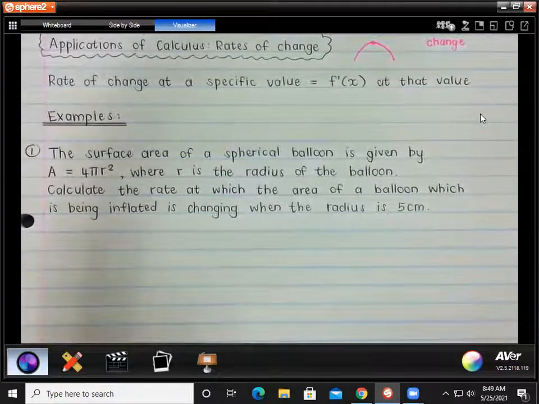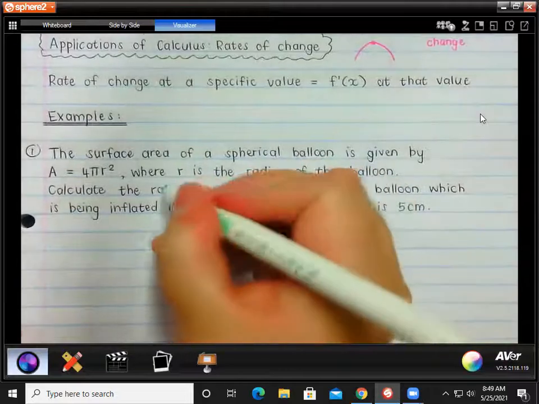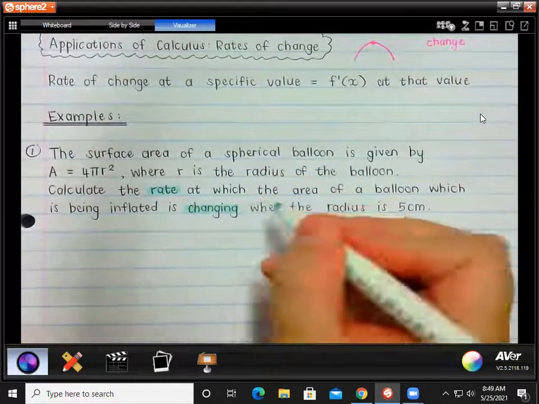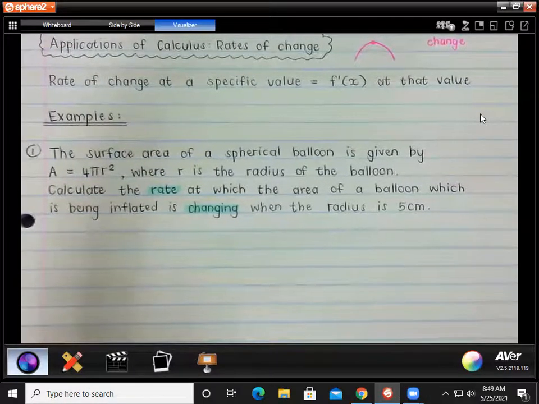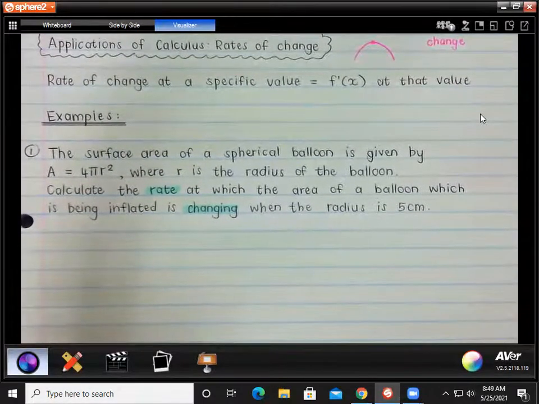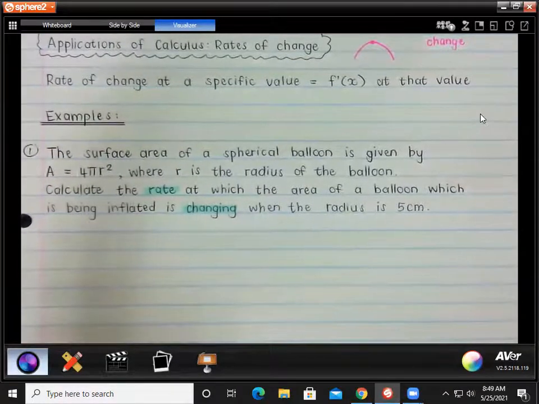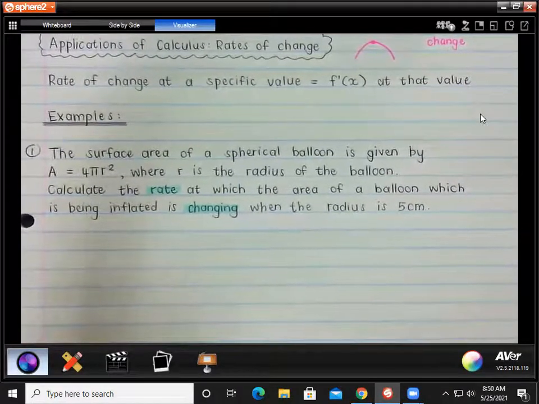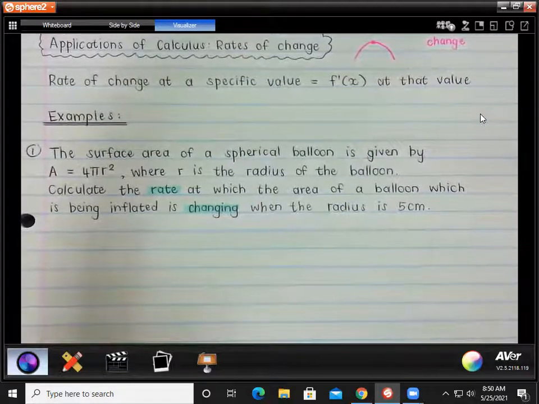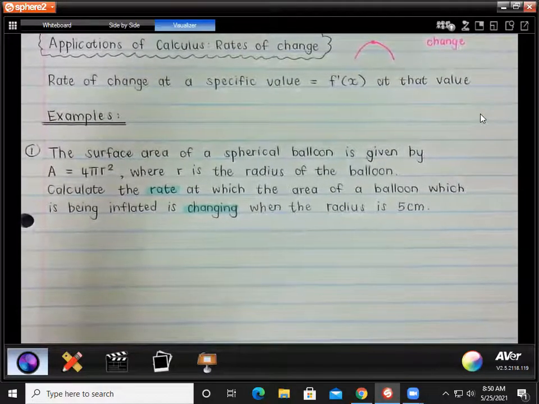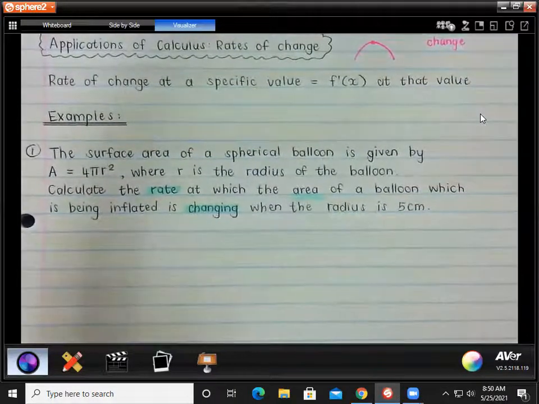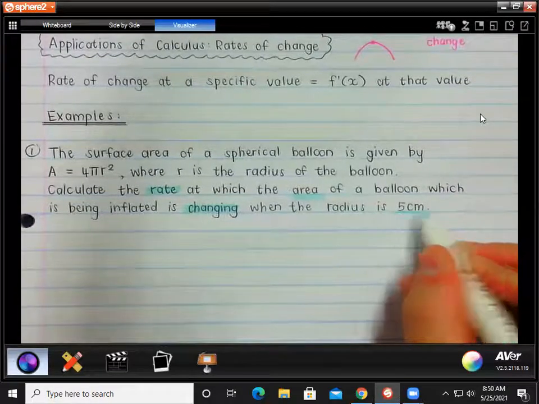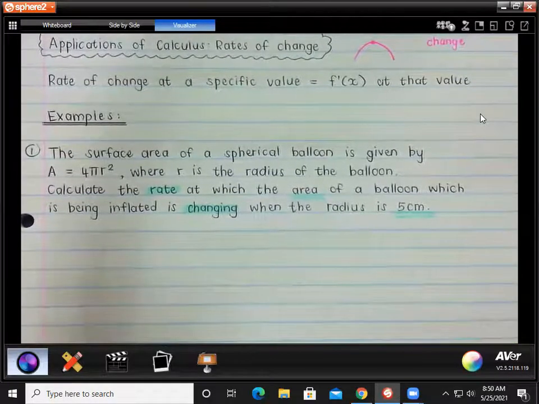Okay, guys, I want us to highlight rate and then changing. They haven't actually used the specific words rate of change, but they are implying that, I think, all right? Saying calculate the rate at which the area of a balloon which is being inflated is changing. So guys, they're asking for the rate of change of the area when the radius is 5 centimeters. All right, so those are the important bits of information there.